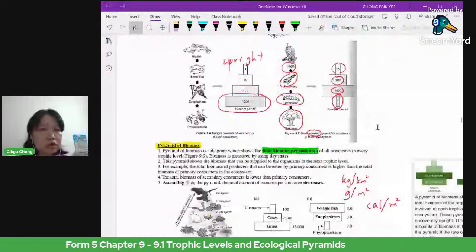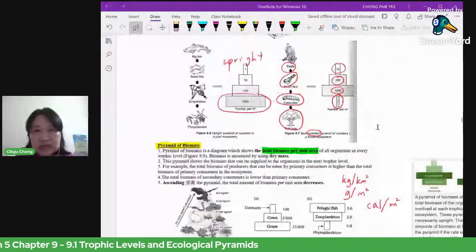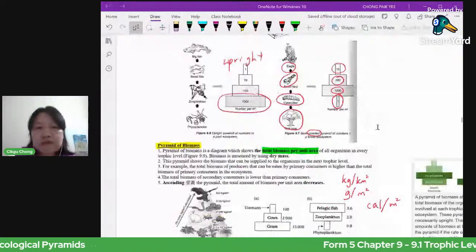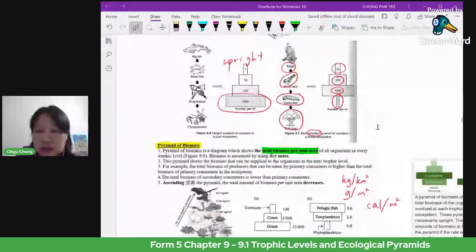Now, for the pyramid of numbers, the unit that you use is just number. That means 1,000 or 200, right? There's no particular unit, it's just number.